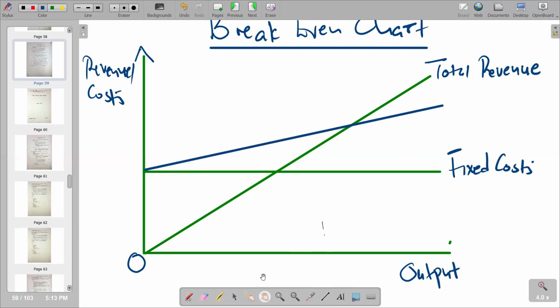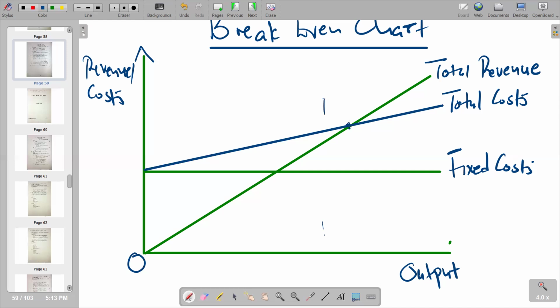So we can also try to label it as total cost. So these are the curves that we have. We've got our total revenue, total costs, and then we've got our fixed costs. Then we have got the break-even point. Remember, the break-even point is the point where we have got the intersection of the total cost curve and the total revenue curve. So we are saying we are having that point here.